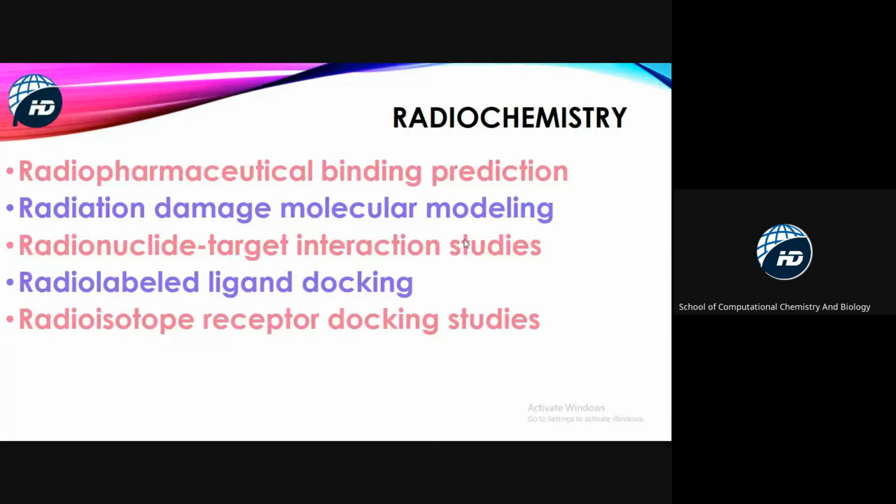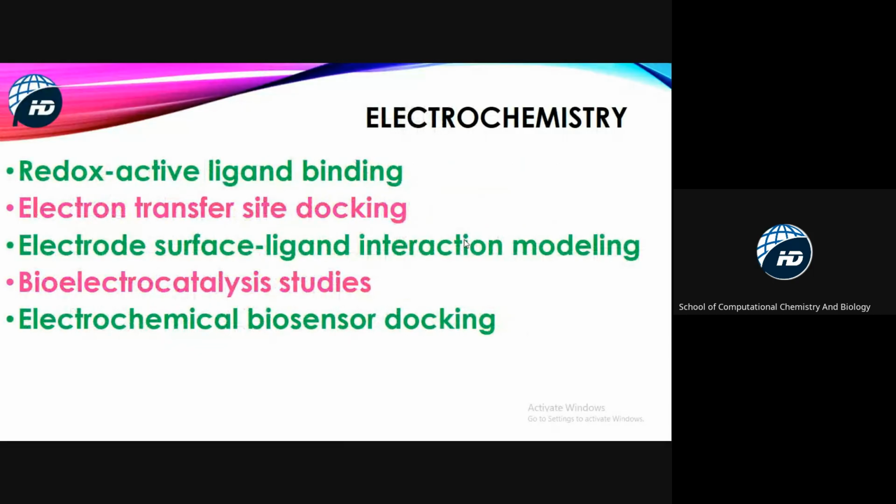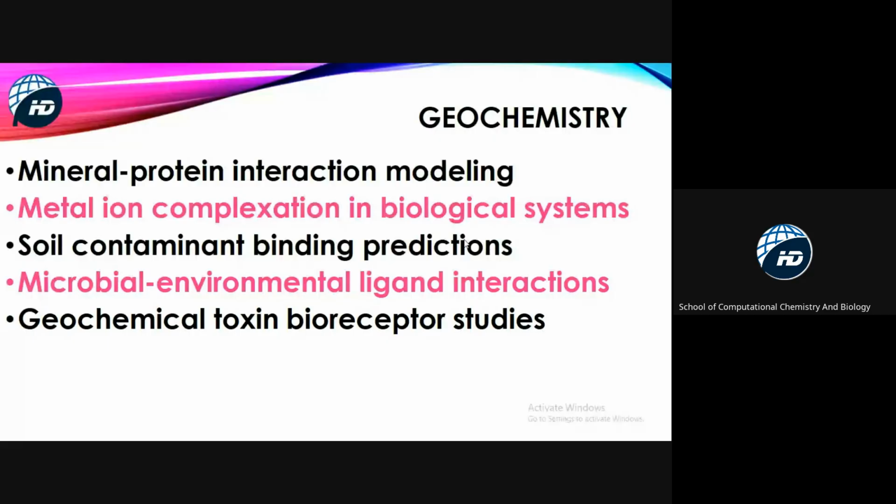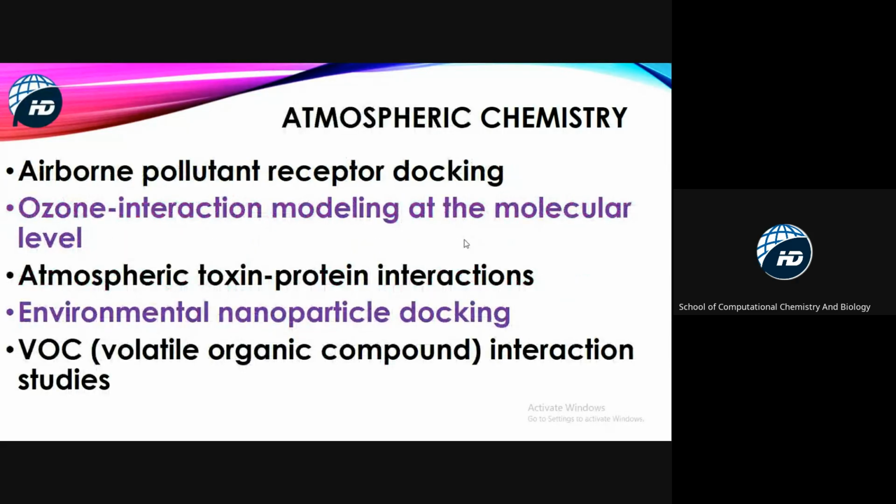Radiochemistry. We have applications in radiochemistry. We have applications in electrochemistry. We have applications in photochemistry. We have applications in geochemistry. So these are what you can do in geochemistry using computational chemistry. We have atmospheric chemistry. This may sound somehow new to us, but yeah, there is atmospheric chemistry. So to our chemists in the house, you can explore it now.